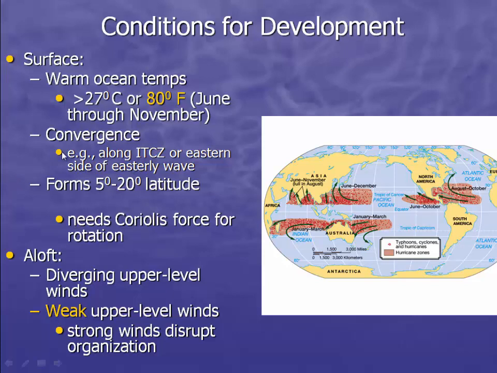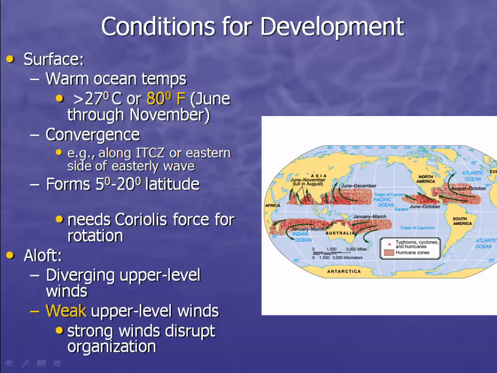Typically, that convergence is provided by the ITCZ or some sort of low-pressure wave that moves out of Africa. We call those African easterly waves. They're low pressures or disturbances that move over Africa. They come into the Atlantic Basin, and then they curve towards the United States.